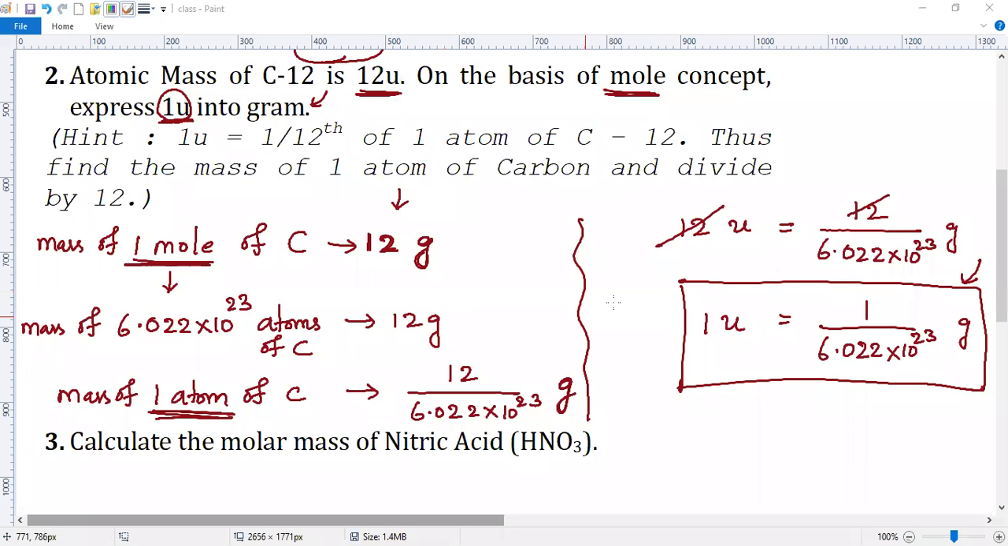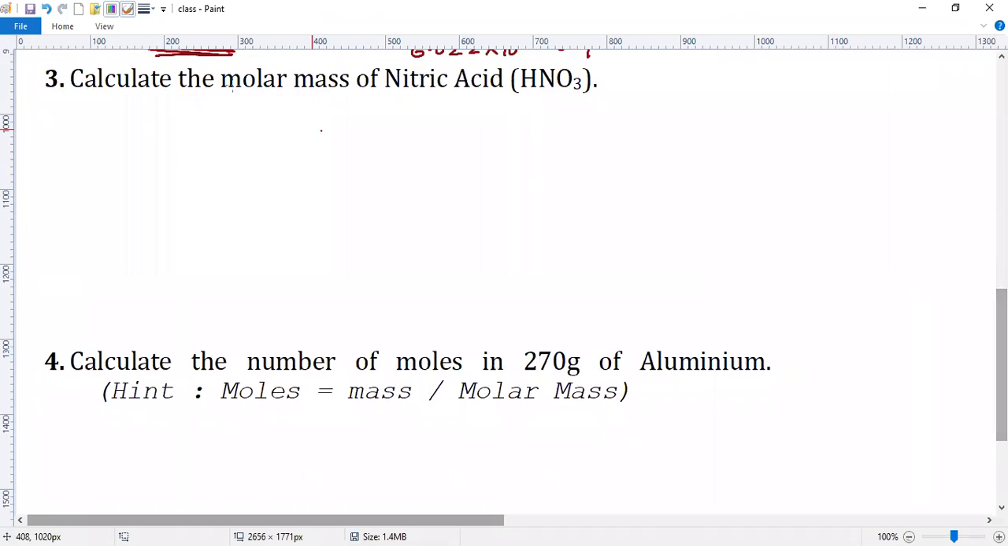So, yes, ma'am, direct proportion, which you would have completed. We'll proceed with the third one. Calculate the molar mass. What is meant by molar mass? Molecular mass, when it is given in grams, you call it molar mass. Correct? So what is given? HNO3. So what will be the answer?